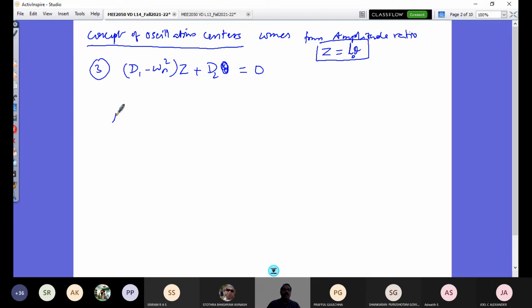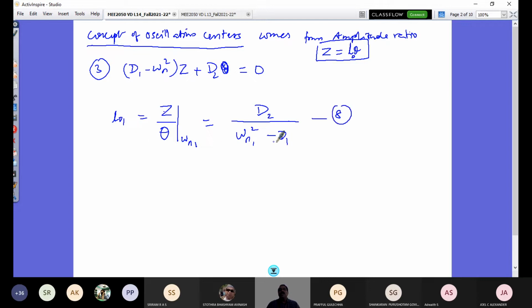Now, the first oscillation center, L01, corresponds to the bounce natural frequency, and that oscillation center is called the bounce center. It would be given by Z by theta, the amplitude ratio of this equation: the amplitude of bounce divided by the amplitude of pitch, when omega n1 is excited. Substituting omega n1, when I take this term to the other side, I have D2 in the numerator and in the denominator omega n1 square minus D1. This is the ratio, equation number 8.